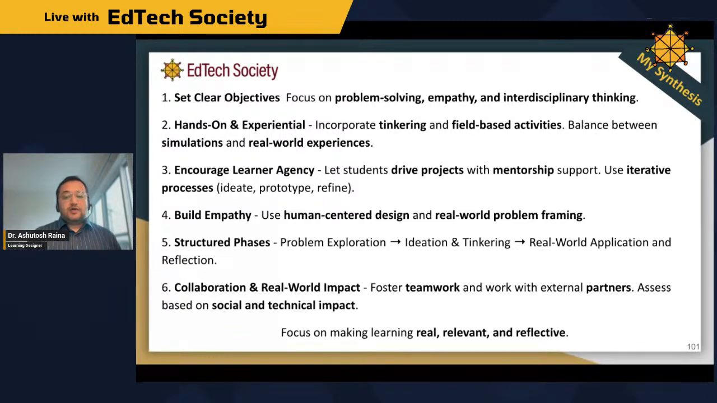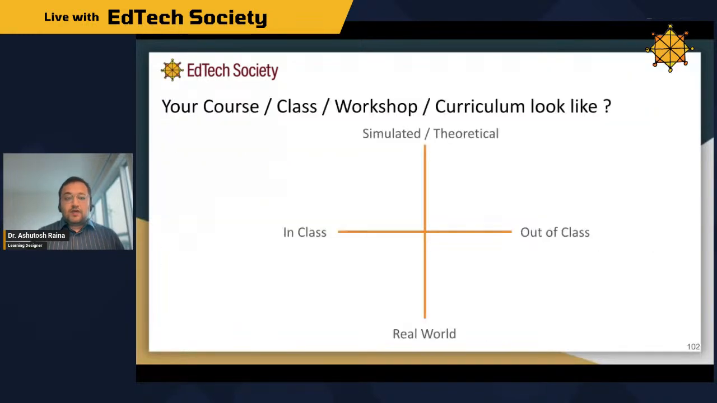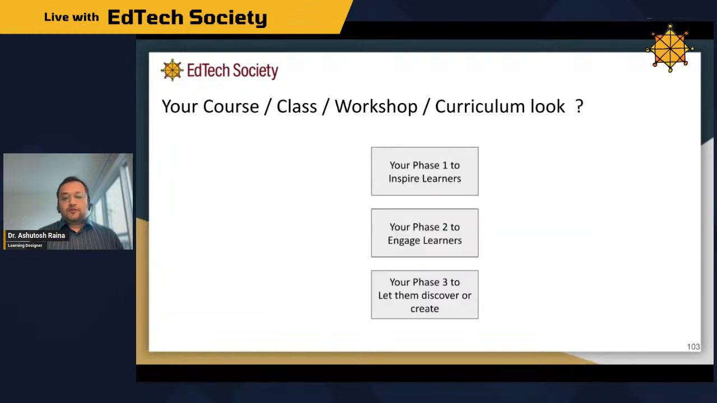And foster teamwork with external partners and assess based on social technical impact. But focus on making learning real, relevant, and reflective. So, what would your course, class, workshop, or curriculum look like on the quadrant? Or what would be your phases? What would be your three phases of the course, class, workshop, or curriculum? What would they look like? So, you have that freedom to choose.